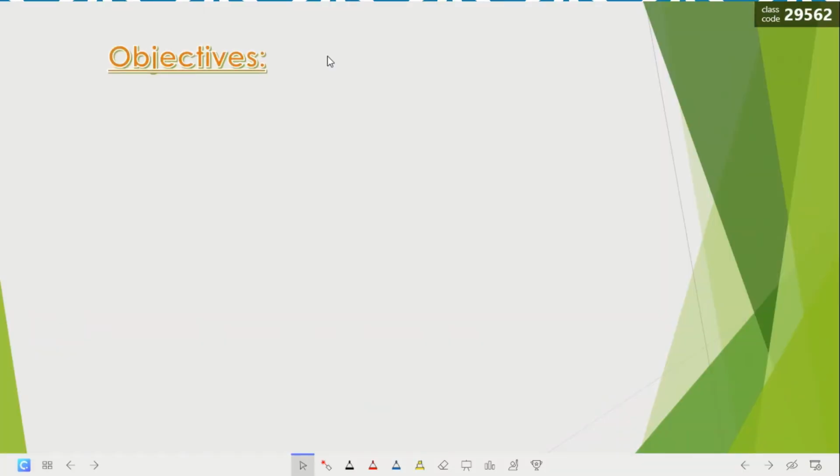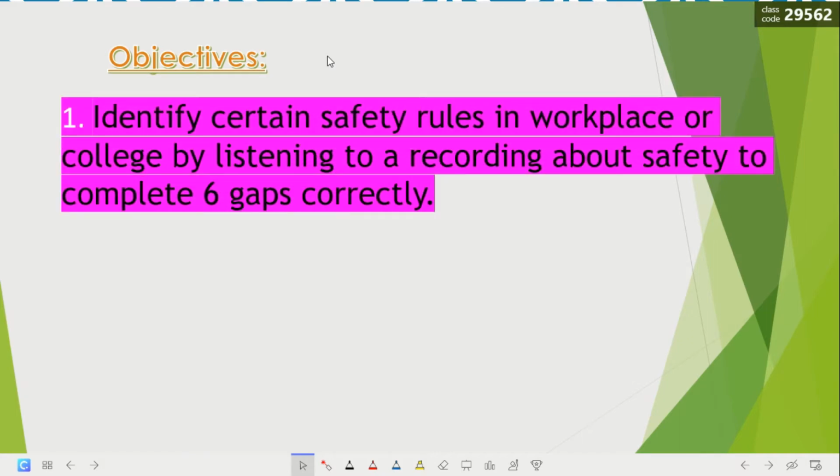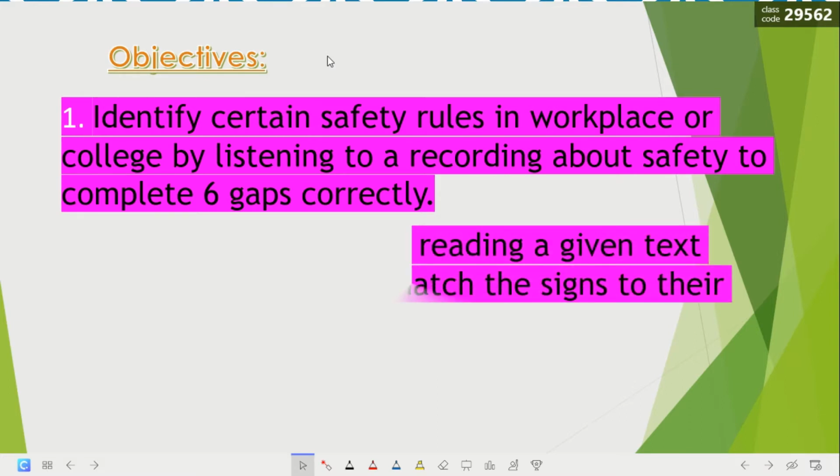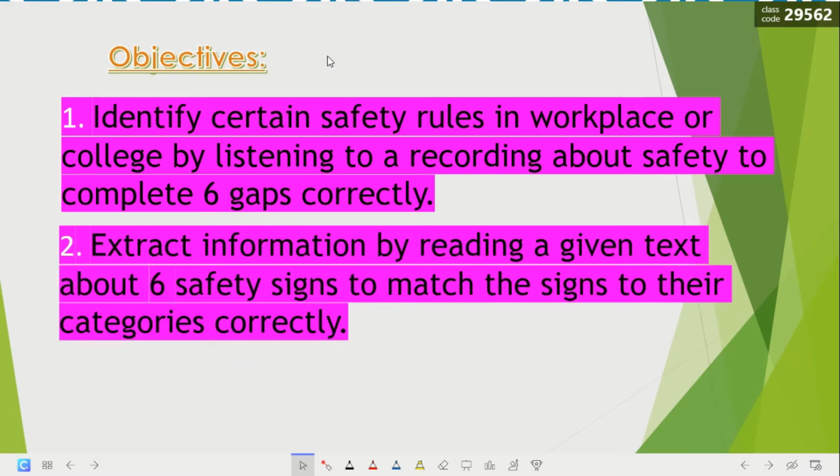Before we start, let's have a look at the objectives. The first objective is to identify certain safety rules in workplace and college by listening to a recording about safety to complete 6 gaps correctly. The second objective is to extract information by reading a given text about 6 safety signs to match the signs to their categories correctly.